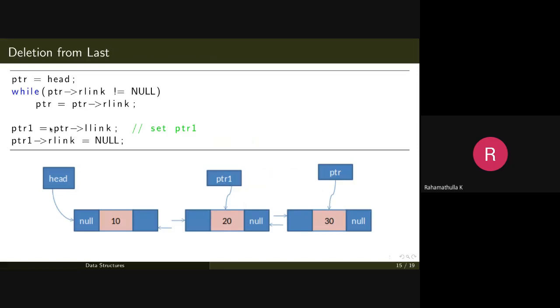Now you create a new pointer ptr1 equal to ptr pointer llink. That is, the ptr is pointing to node 30, ptr1 is pointing to this node, that is the node this node's llink is pointing to. Now you set ptr1 pointer rlink equal to null. You set this as null, so this node is deleted. Node with value 30 is deleted.